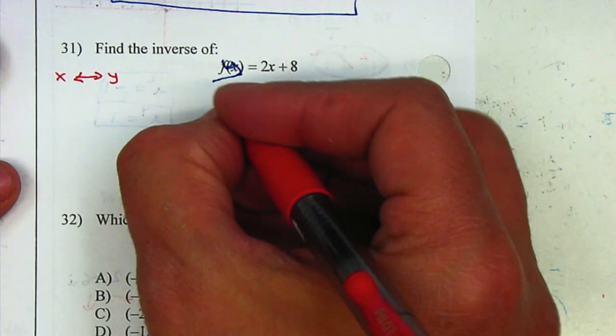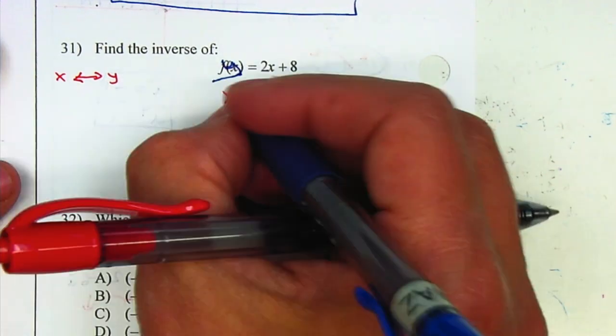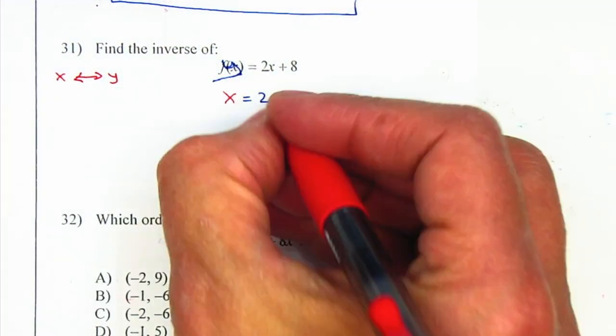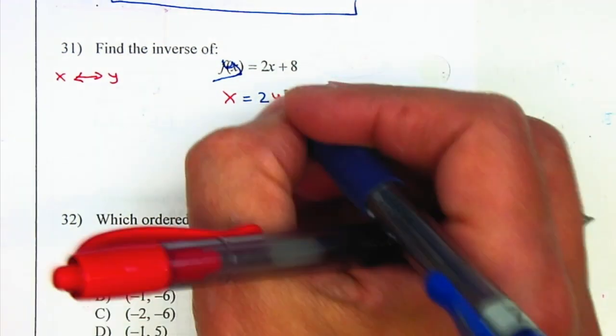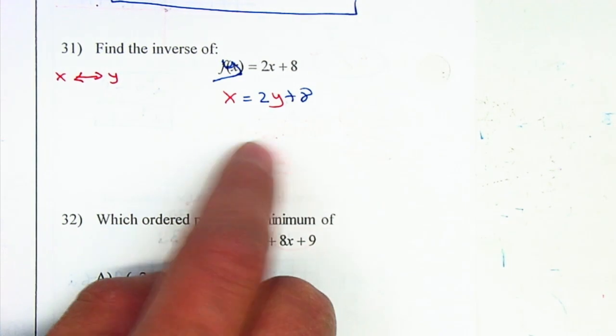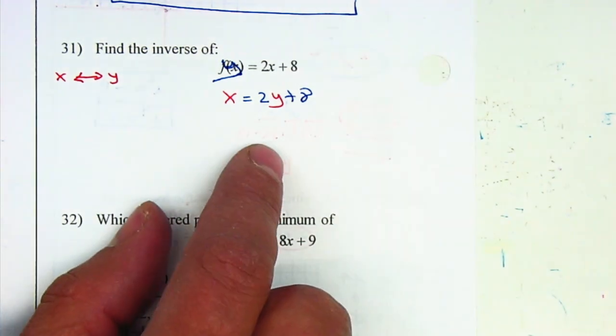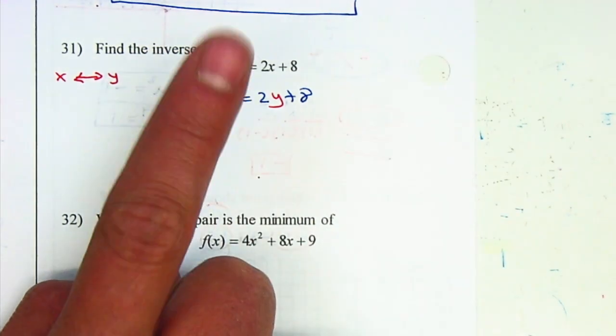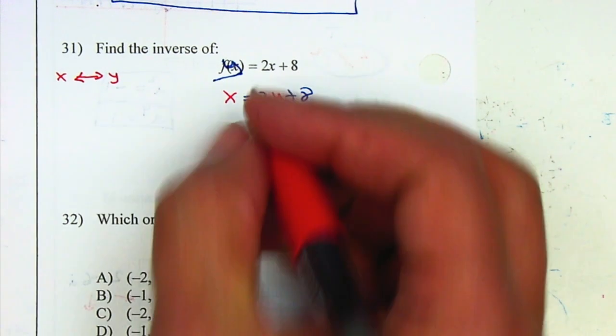The y becomes the x, and the x becomes the y. And then we just need to solve for y. You need to show me all the steps. Some of you guys are trying to do it quickly in your head. You need to show me each and every step.